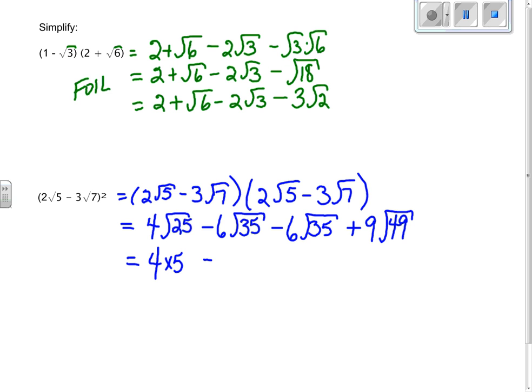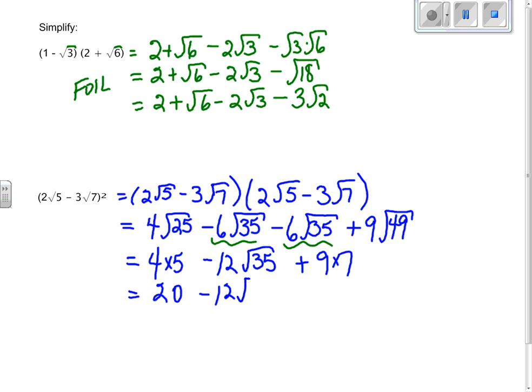We happen to have, however, 2 piles of them, so we can at least put those 2 piles together. We have minus 12 root 35. And for my last, I have a 49 under the root sign, which has 2 identical factors of 7. There. And one last tidy up. 4 times 5 is 20. Minus 12 root 35, which we can't simplify any further, and we have a 63. Lastly, we can put the whole numbers together. We have 83 take away 12 root 35.